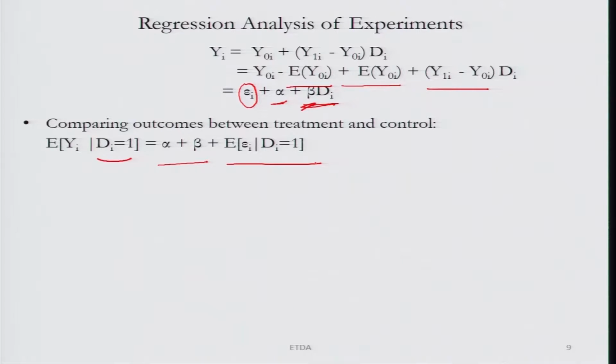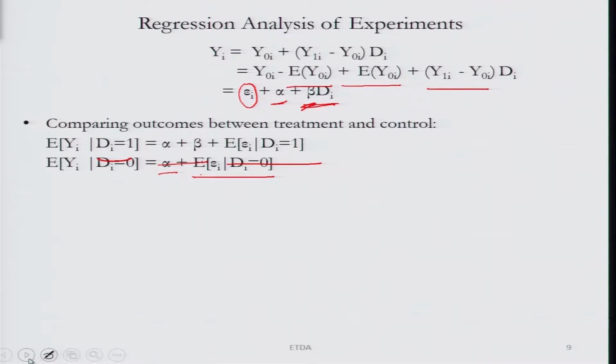Next, you would do the same thing for the control group. You take the expectation of y i given d i equal to 0. Once again you substitute d i equal to 0 in the equation, and what you get is alpha as before. But now remember, because d i equal to 0, the whole term beta d i goes to 0. What you end up with is the expectation of epsilon i given d i equal to 0.